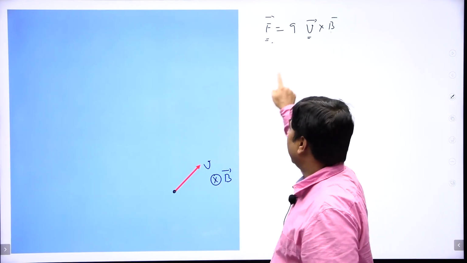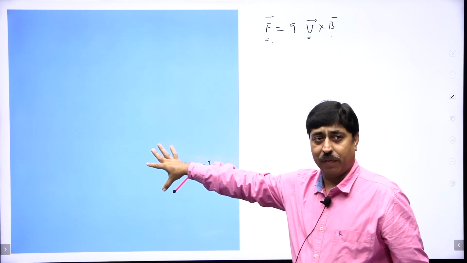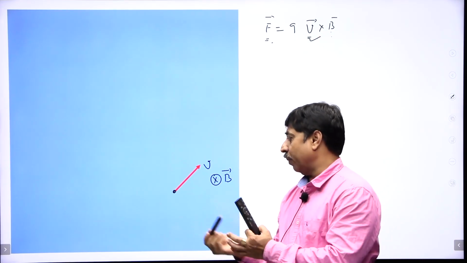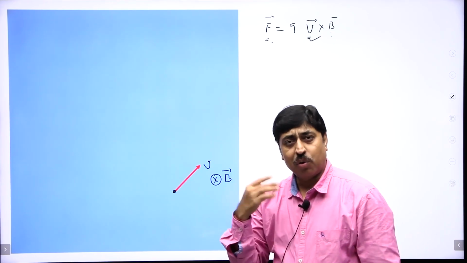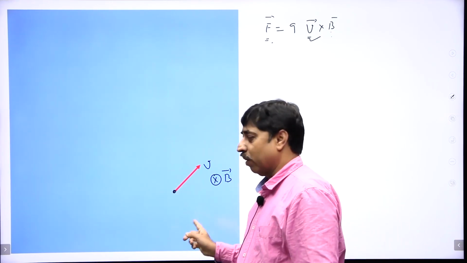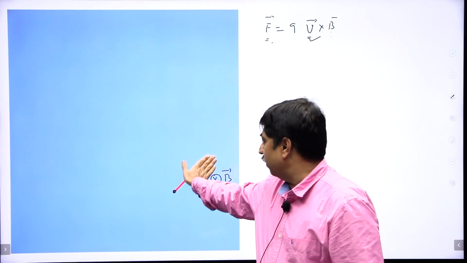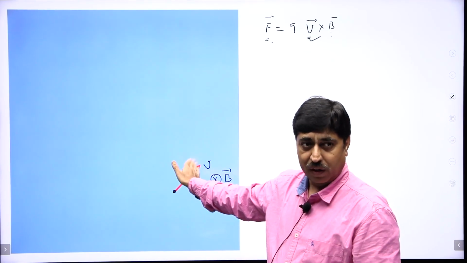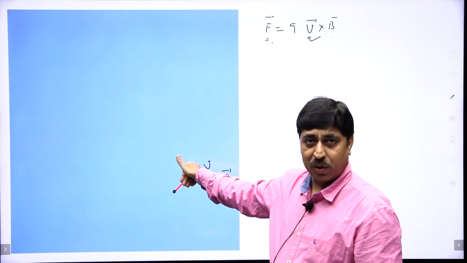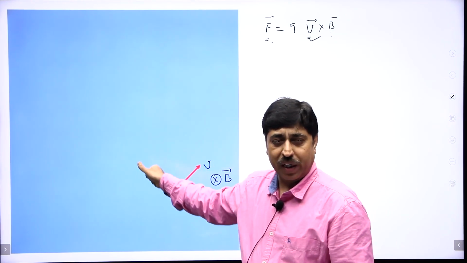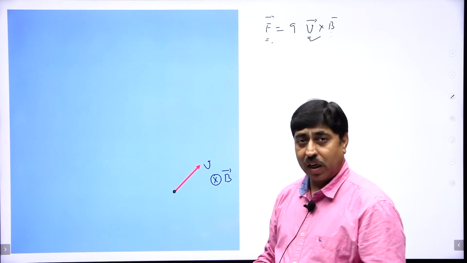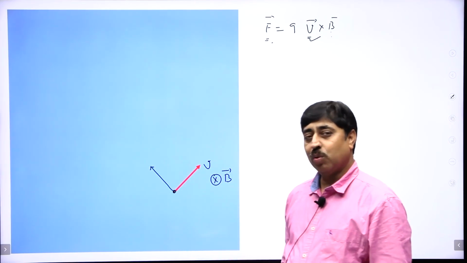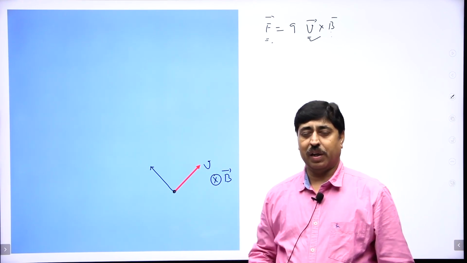The force is perpendicular to b, therefore force is in the plane of the figure. Force is perpendicular to v, therefore force is perpendicular to this red line. Now you just need to figure out whether it is this way or this way. For that, this is v. Stretch your right hand fingers in the direction of v. Try to curl them in the direction of magnetic field b. Thumb is pointing somewhere upward. So it clearly means that the force is going to be perpendicular to the velocity vector in this direction.